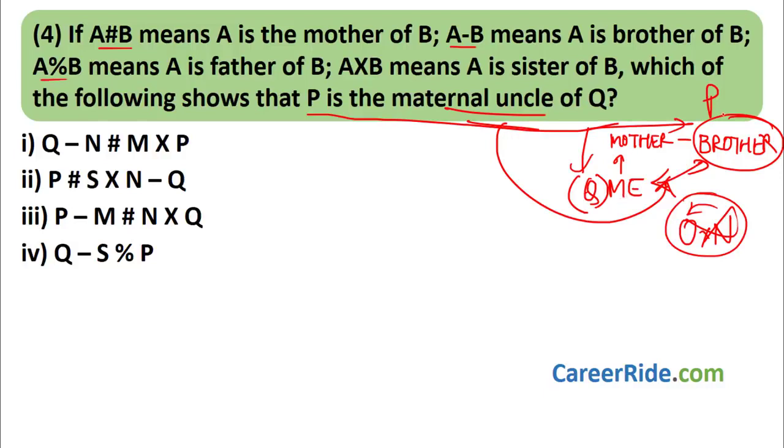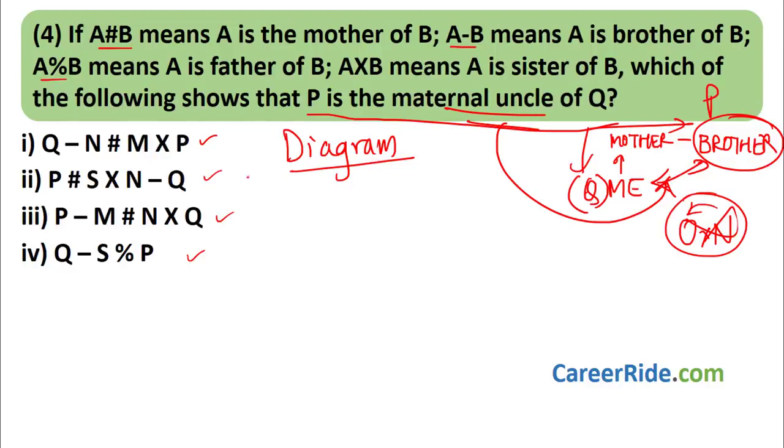We want a relation between P and Q. So which options have P and Q in it? This one has P and Q, this one has P and Q, this one has P and Q. We cannot eliminate directly based on that. So what to do? Best is to draw a diagram for each option. You might think that it is a waste of time, but actually it is not a waste of time. It would be very helpful and very easy.